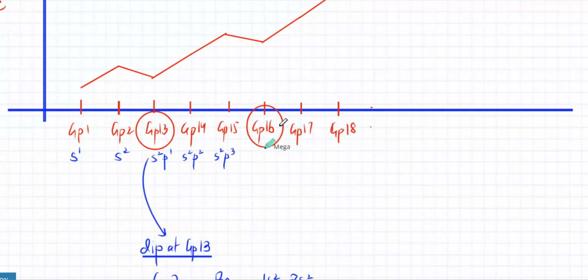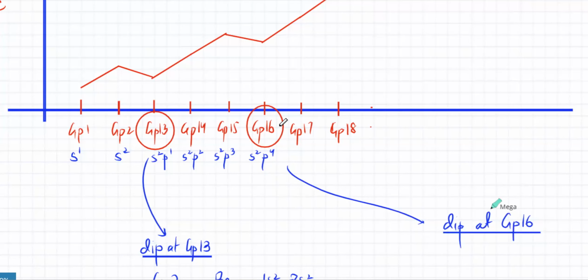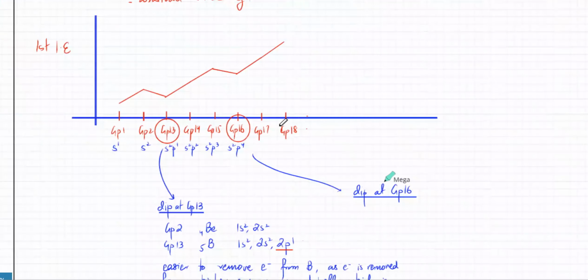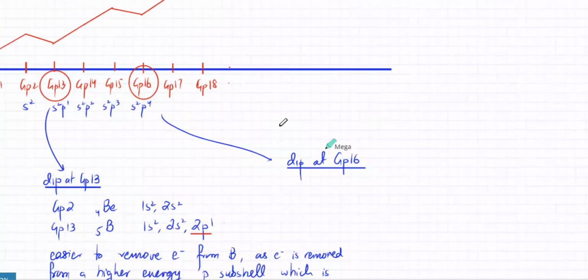But then at group 16, something happens again. Something happens to the subshell and it becomes easier to remove electrons. What happens at group 16? Why is there a dip at group 16? Sir, because the electrons repel each other. For example, oxygen, in the last subshell, has four electrons. So one of them repels the others, and it's easy to lose that electron.